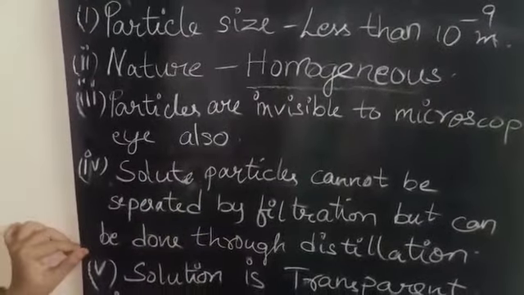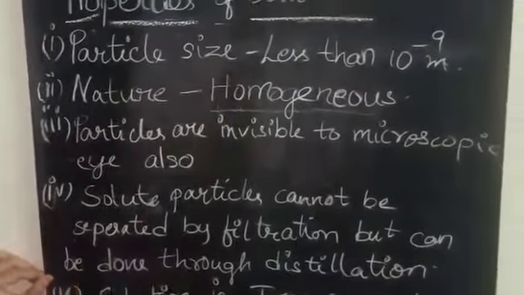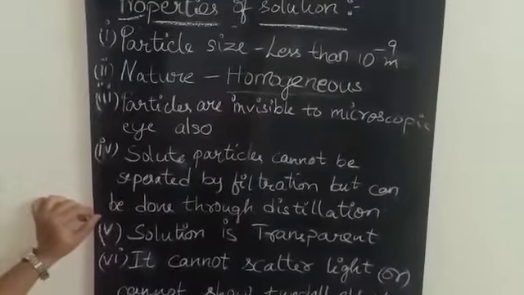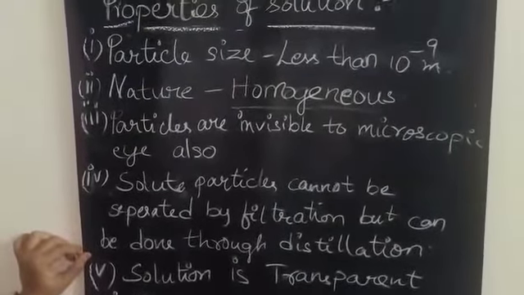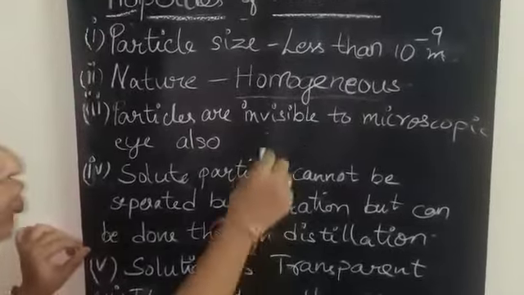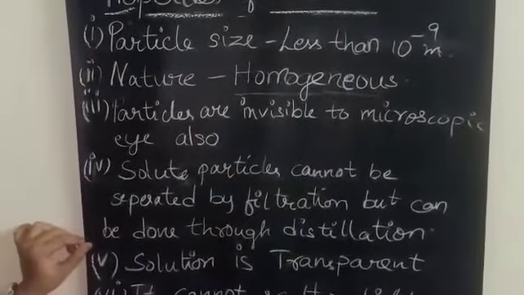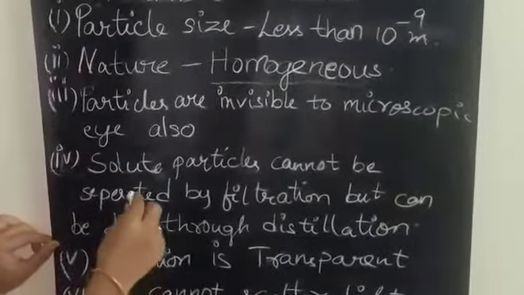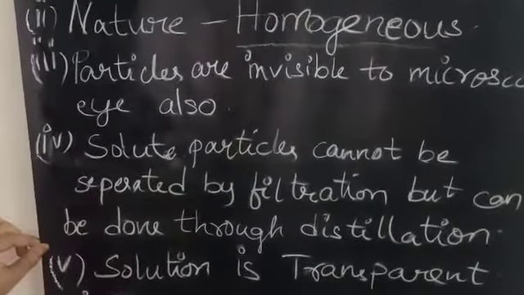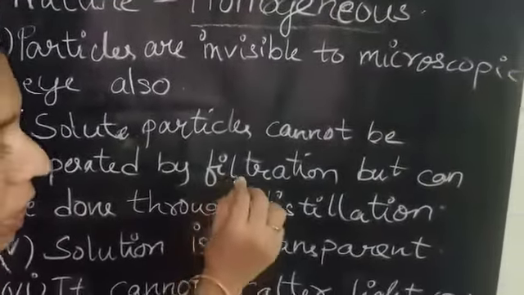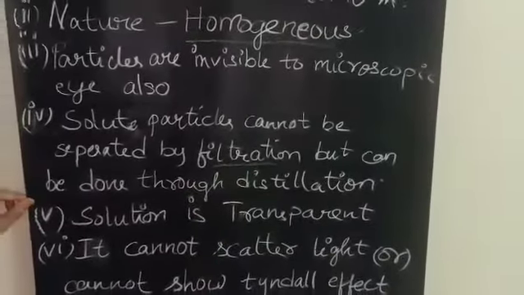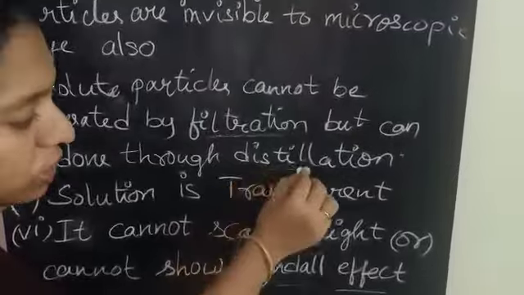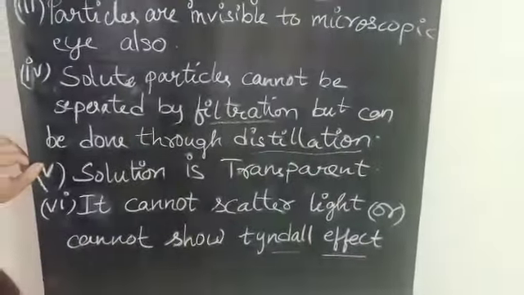Okay. So once again, shall we do this? The particle size is less than 10 power minus 9 meters, means less than nanometer size. Then the nature is homogeneous. Then the particles are invisible to the microscopic eye also. So that is why, they are very small, the solute particles. We cannot separate the solute and solvent by filtration. Then what is the process we are going to use? Either we are going to use distillation or crystallization.